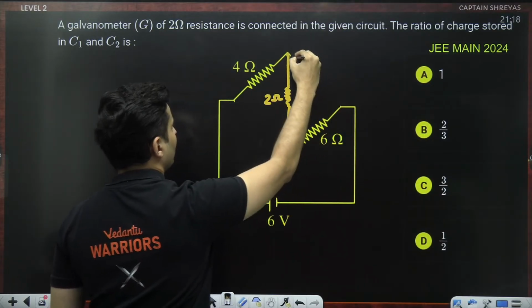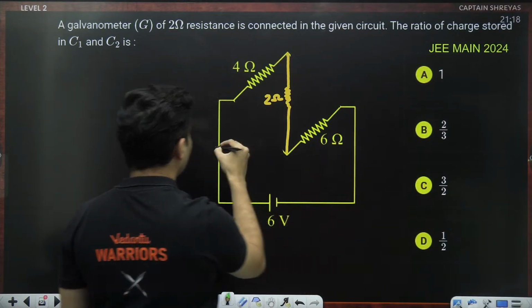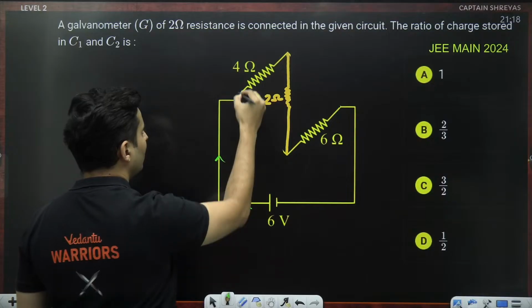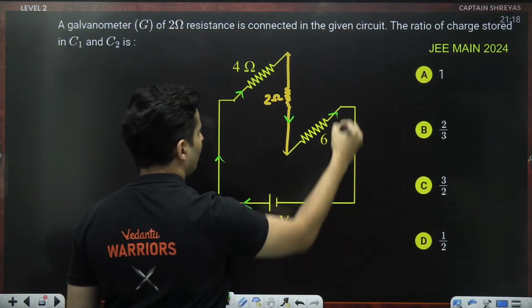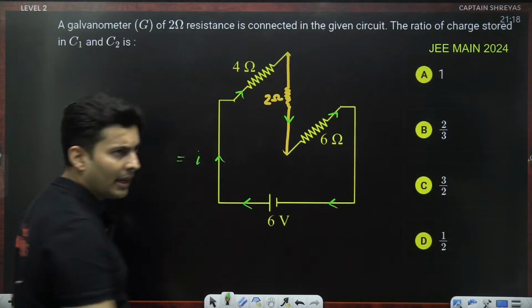Yes, this one gets blocked. So this is how our current will go: from here, from here, from here, from here, from here, and back to here. So how much will that current be? I think we can calculate that.